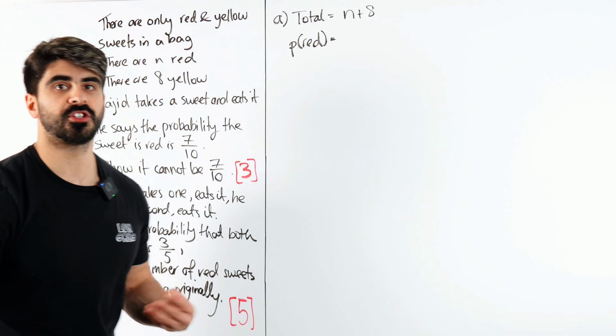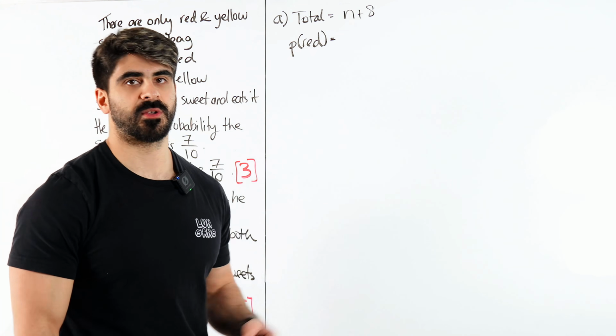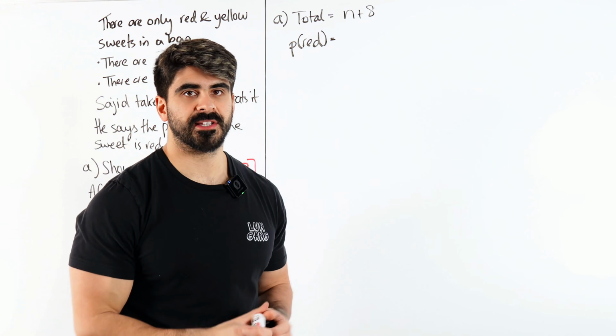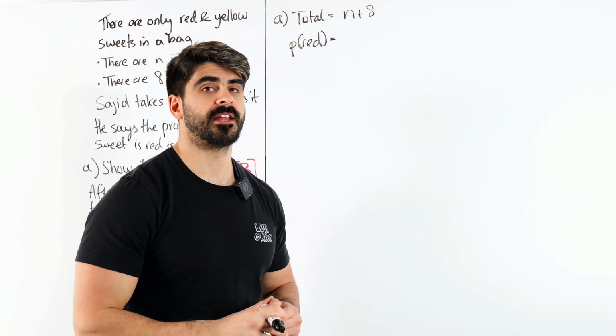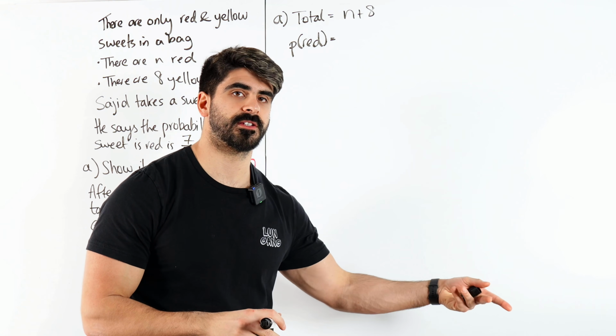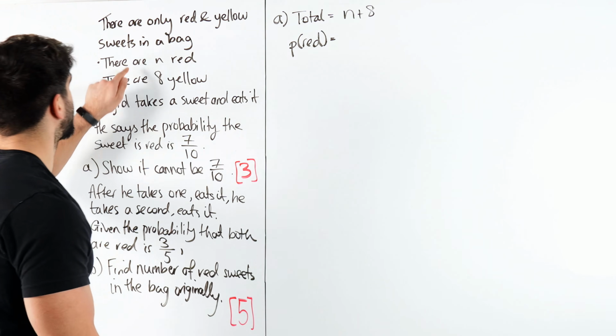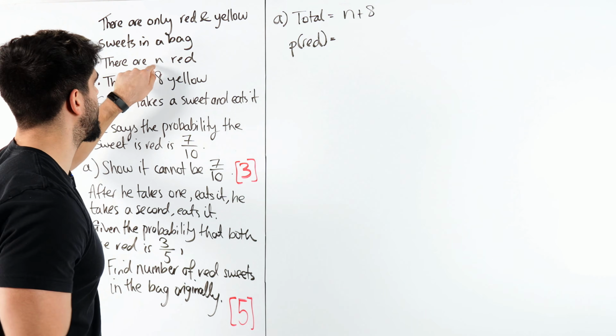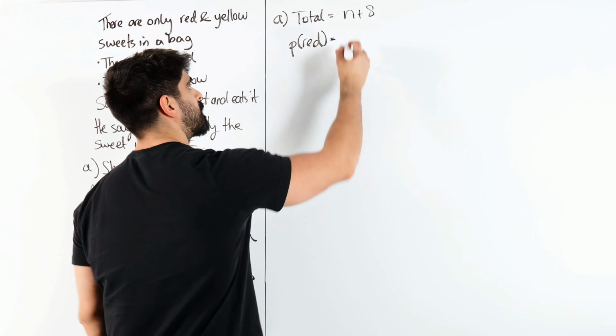So you're randomly going to choose a red sweet. Think of it like this. If I had 20 sweets in a bag, only 3 of them are red, and I said, what's the probability of choosing red? You would say 3 red out of 20. Now here we have N red. So the probability of choosing red then is N out of N plus 8.